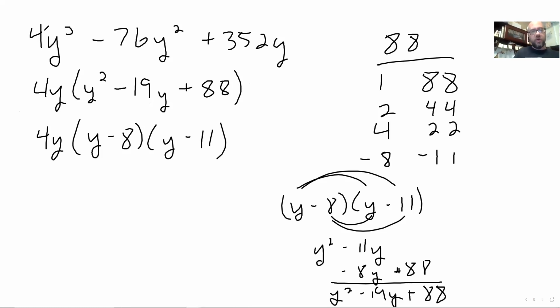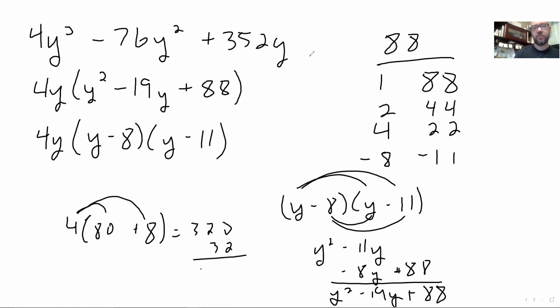So 4y times y squared is 4y cubed. 4 times 19 is 76. Sign's correct. I got y times y is y squared. And then 4 times 88, well, the thing I'm doing here is, right, that's how I'm doing this in my head. I'm thinking about 4 times 80 plus 4 times 8. That'll give me 320 plus 32 is 352. So that's what I wanted. And the y is clearly correct. So yeah, this is what I wanted to do.